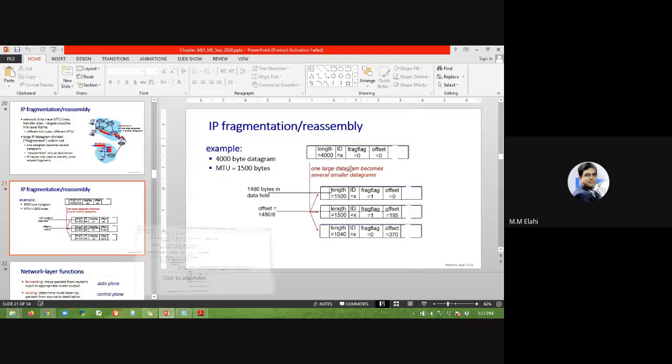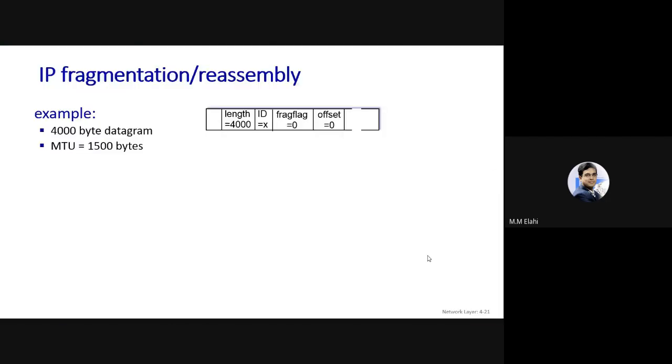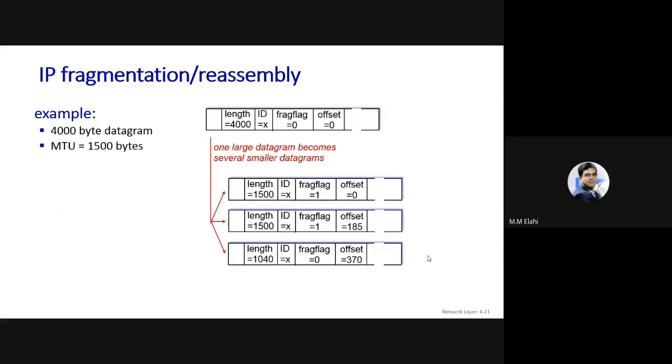Okay, now let us come back to here. So one large datagram becomes several smaller datagrams. I have already shown you how we have calculated. So the first fragment will have length 1500. Length means including header. So 1480 plus 20. So it is 1500.